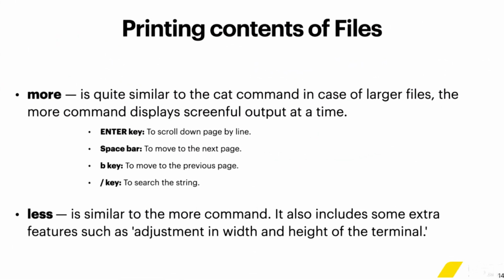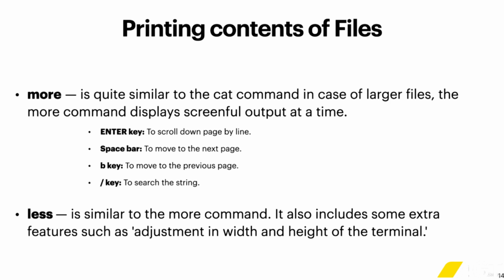Similar to the cat command, we have other commands which help us print out all the contents of a file and browse through it, like the more command. It is very similar to the cat command, but it helps if we have a very large document: we can scroll through the pages using the enter key, move to next pages using the space bar, go to previous pages using the B key, and also search for strings. Whereas the cat command just prints out everything in a block.